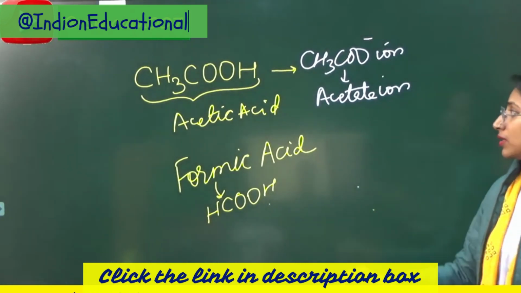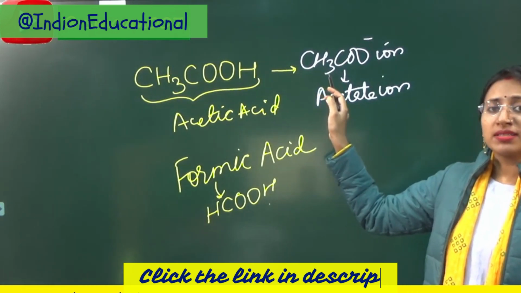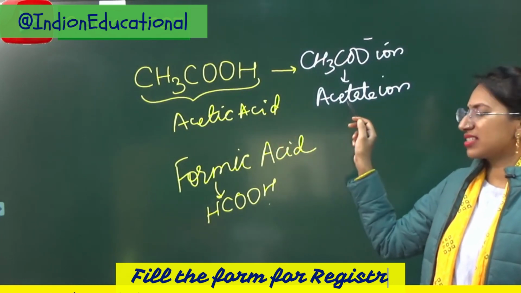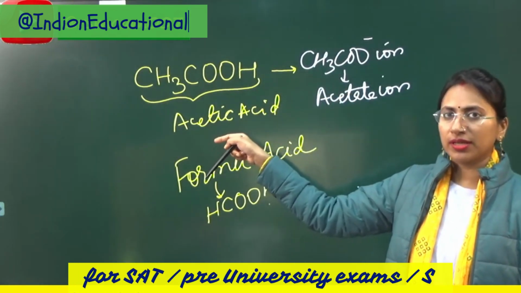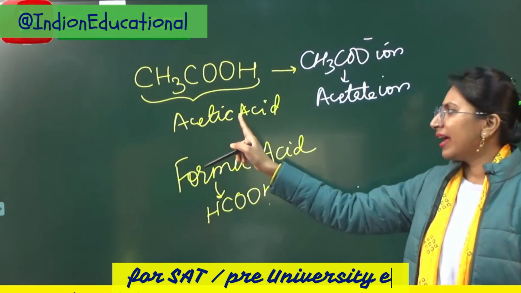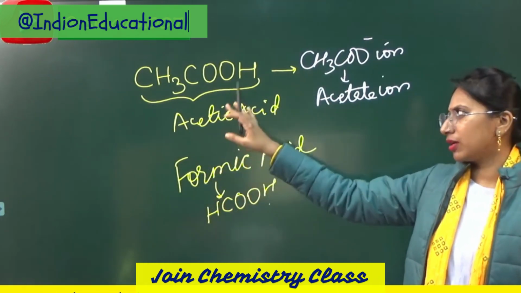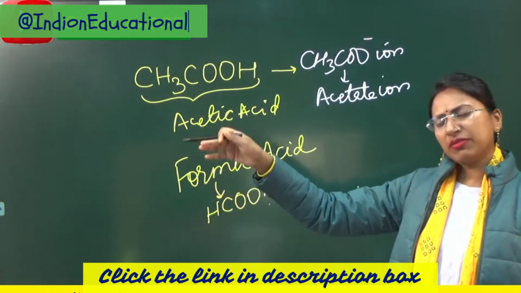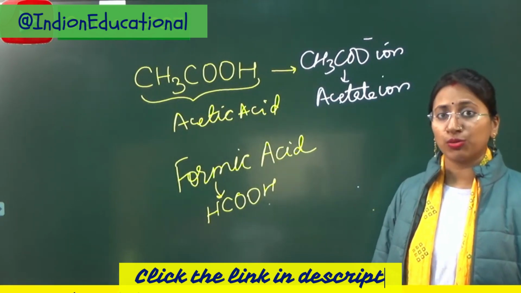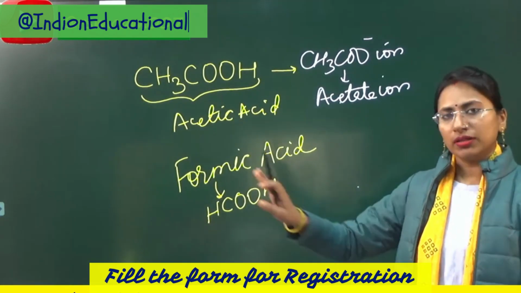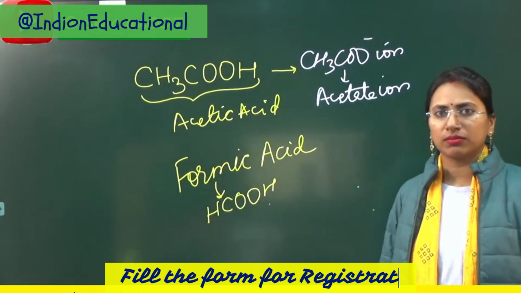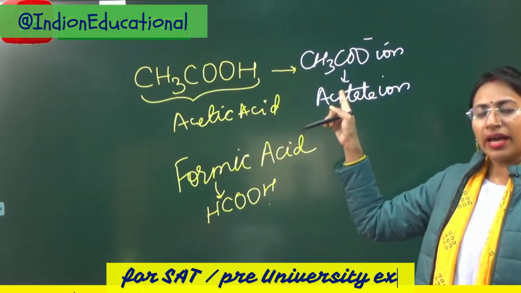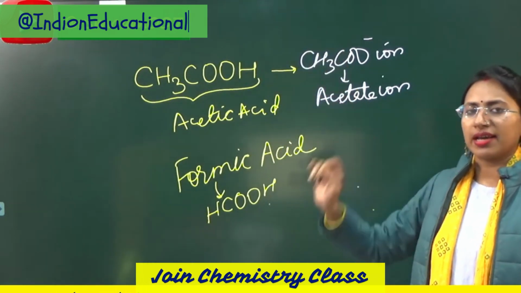So what is the name of this ion, CH3COO minus? It will be called acetate ion. From where is it getting its name? From the acid, acetic acid. And these two common acids were identified in very early stages. They were known to the scientific world from earlier times. So this name is carried over and we call CH3COO minus ion as acetate ion.